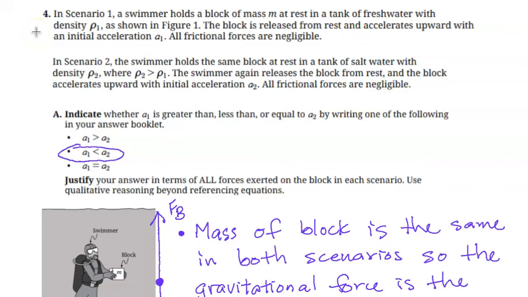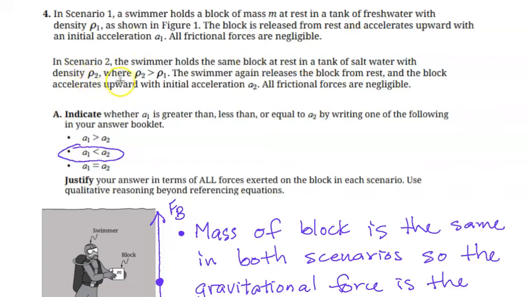In this video, we're going to work through a fluids FRQ for AP Physics 1. In scenario 1, a swimmer holds a block of mass m at rest in a tank of fresh water with density ρ1, as shown in figure 1. The block is released from rest and accelerates upward with initial acceleration a1. All frictional forces are negligible.